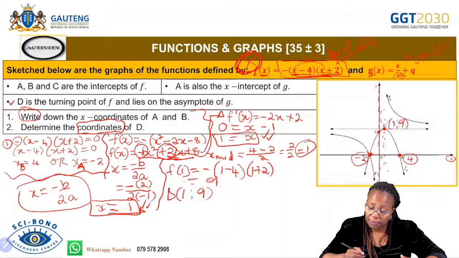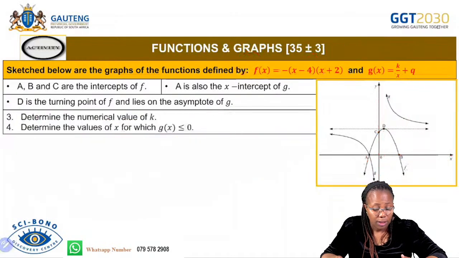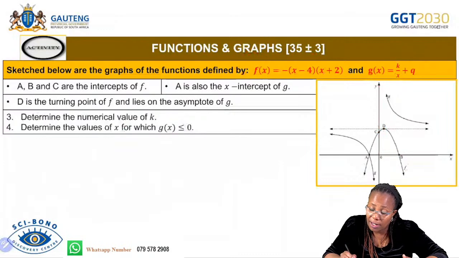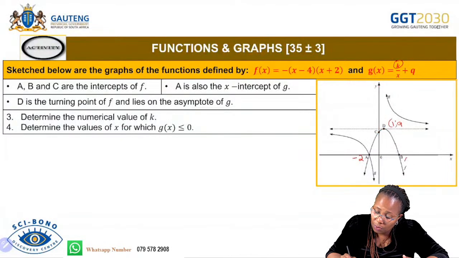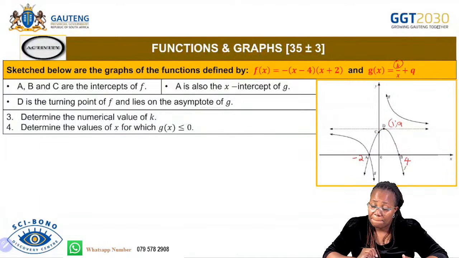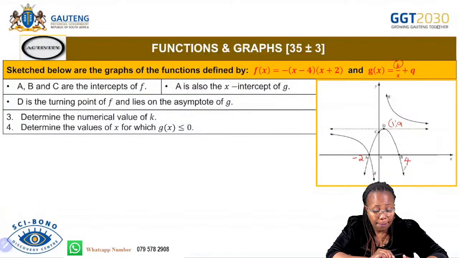Okay. Moving on. The third question: determine the numerical value of k now. We are talking about that k. Remember, we have the turning point here, which is (1; 9). We have a minus 2 there, we have a 4 there. All right. And then they say determine the numerical value of k.